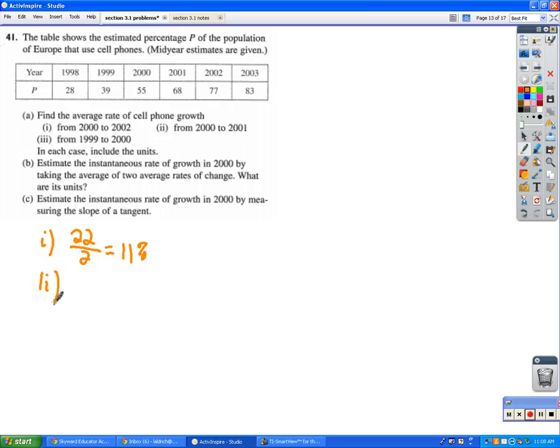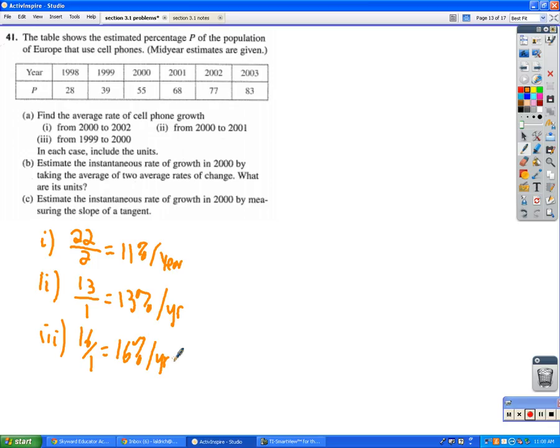From 2000 to 2001, if I go y2 minus y1, I get 13 over 1, so that's about 13% per year. And then for number 3, 16 divided by 1 would be about 16% per year.